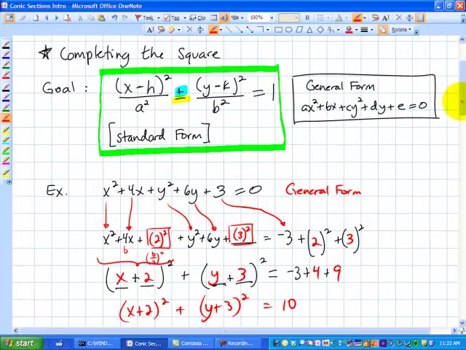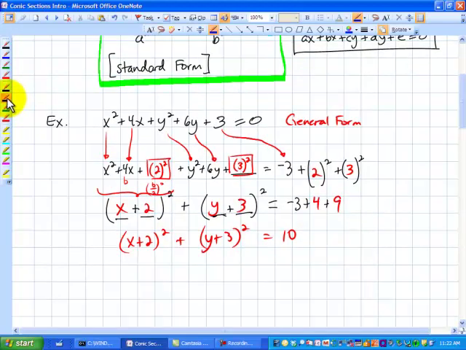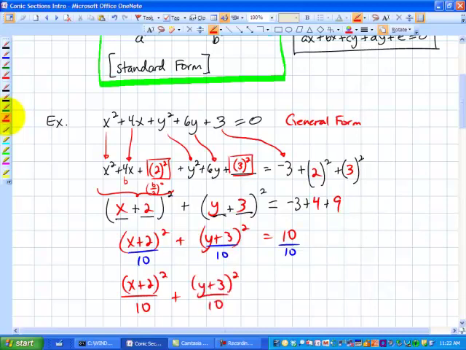You'll notice the standard form has a very important feature where this is equal to a 1. So in order to get that to happen, I'm going to have to divide everything by 10. And I get a final answer in standard form of x plus 2 quantity squared over 10 plus y plus 3 quantity squared over 10 equals 1. And I'm done. Woohoo!